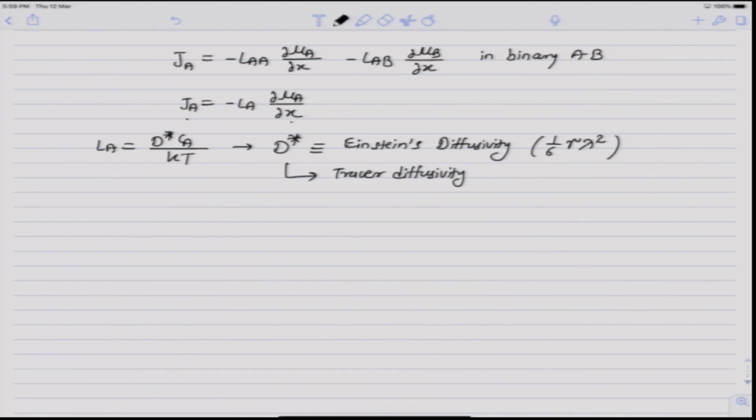The physical significance of La can be understood if we again take a look at the equation for flux, and if we rearrange the term, La is nothing but minus Ja over dou mu a by dou x, and minus dou mu a by dou x here is the driving force. So, the physical significance of La is that it is nothing but the diffusion flux of a component per unit driving force.